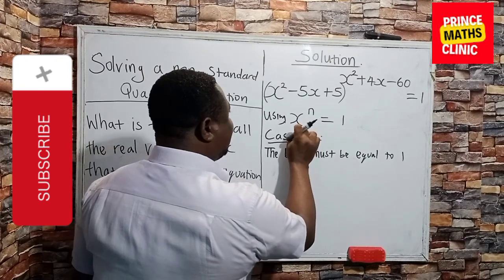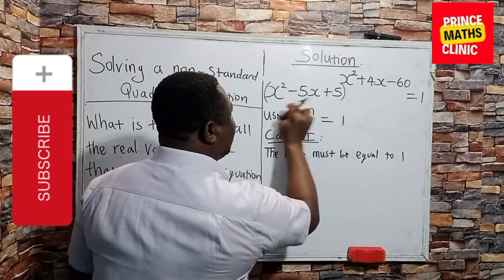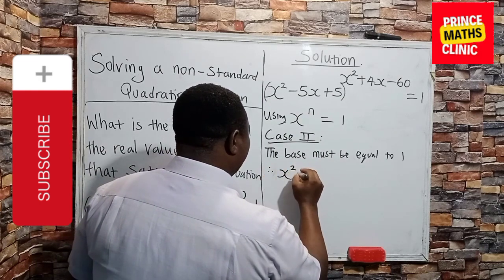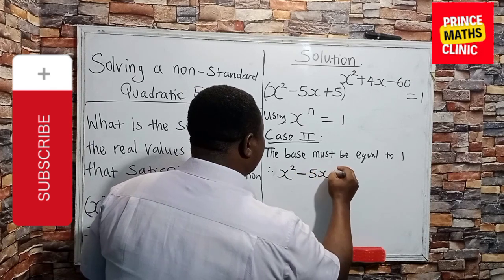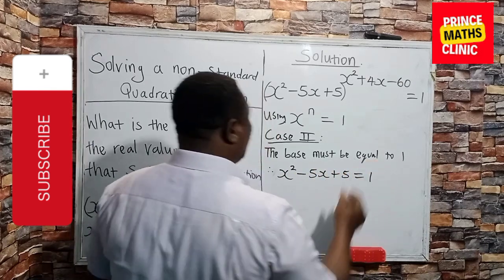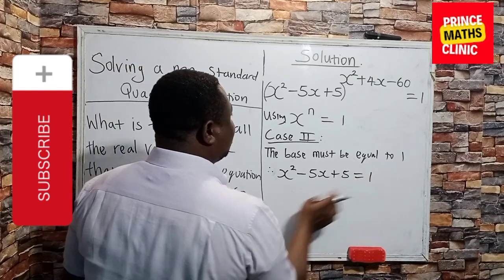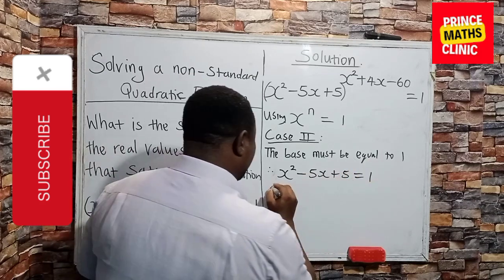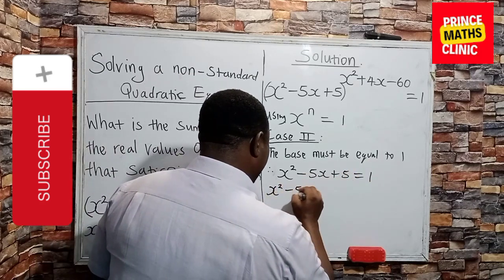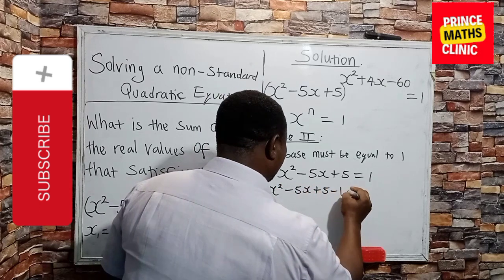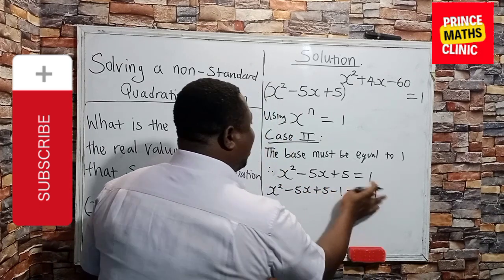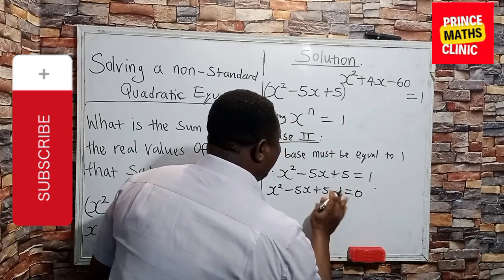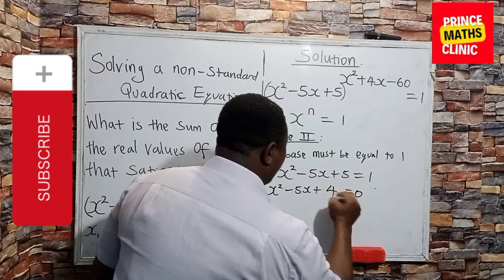We are going to put x here. Everything here represents 1. Therefore, x squared minus 5x plus 5 equals 1. And if this is equal to 1, I'm going to subtract 1 from both sides to make it 0. So this becomes x squared minus 5x plus 5 minus 1 equals 1 minus 1. 1 minus 1 will give us 0. So I'm going to write 0. And 5 minus 1 is equal to 4.